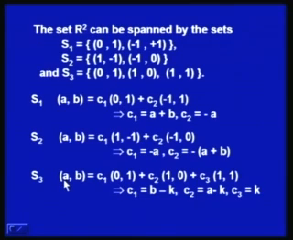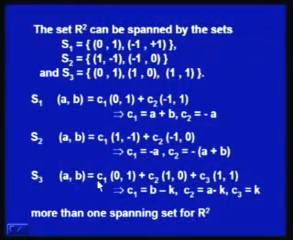Similarly, to see that S3 spans R2, we again consider any vector in R2 expressed as a linear combination of the given vectors. In this case we find that C1 is equal to B minus K, C2 is equal to A minus K and C3 is equal to K, where K is an arbitrary value. The idea is that we have two equations in 3 unknowns. That is why we have to introduce an arbitrary constant K, and you can assign different values to this constant K and get different solutions. So, in this case a number of solutions are possible, and you cannot express AB in a unique manner. Another observation here is that more than one spanning set for R2 is possible.